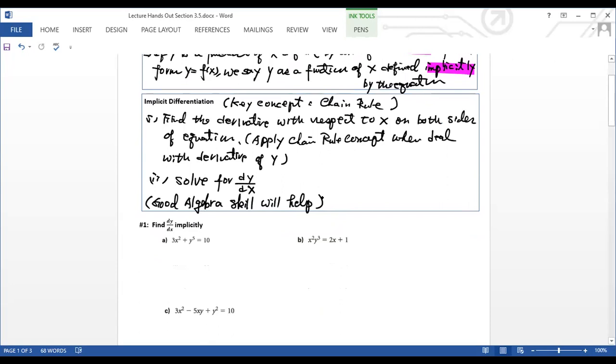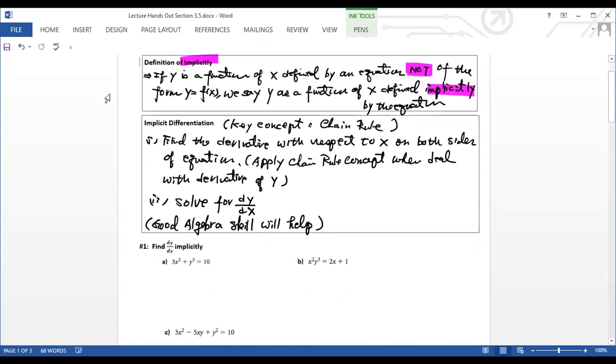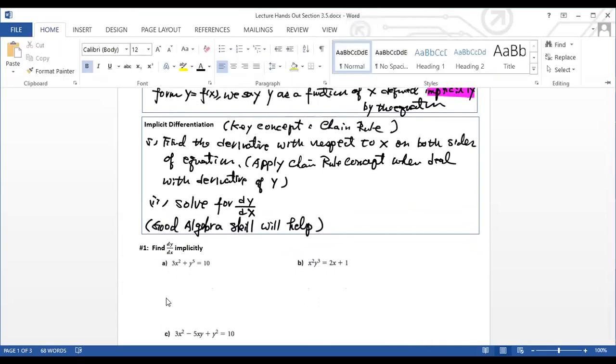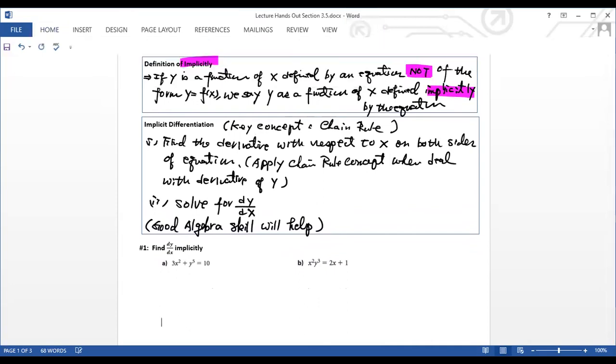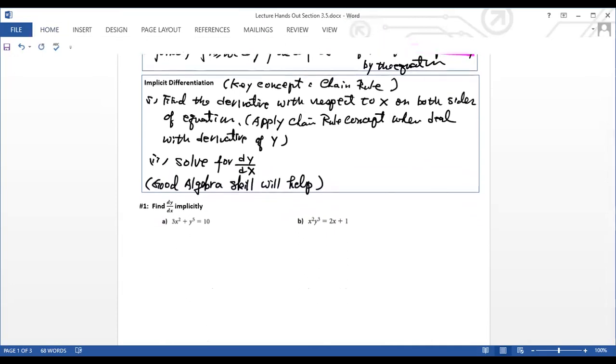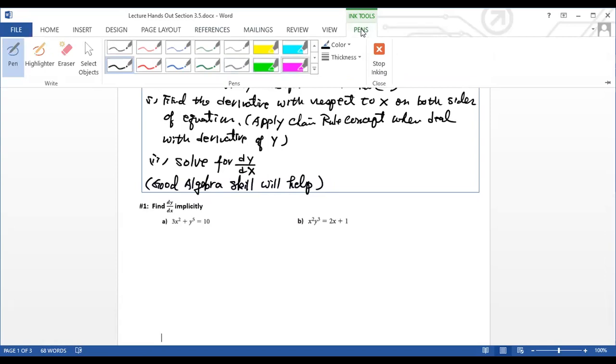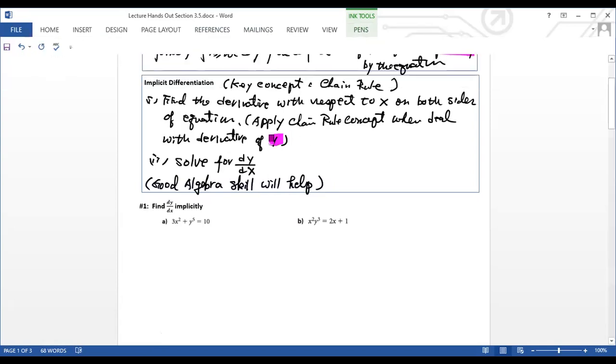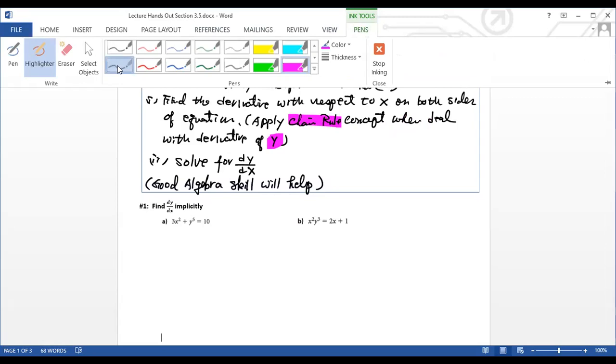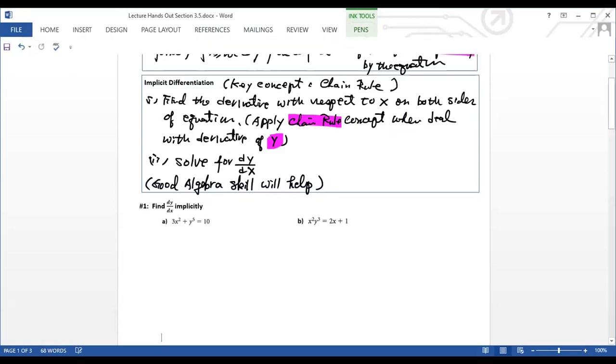Okay, so now let's take a look here. Let's try to find some example and try to do it. So the key thing to remember is whenever you do the derivative for y's here, don't forget you need to use the chain rule concept. All right, so now let's take a look at this one. I think after a few, you will get familiar with that.